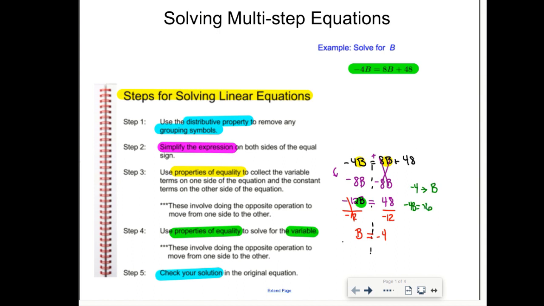And then you're going to do 8b plus 48. What are you going to get there? Well, 8 times negative 4 would give you negative 32. Add it to 48, you get 16. So you get 16 equals 16, therefore it checks. And so this would be your answer. Always be able to check your solutions. When you're solving any equation with one variable, you should always be able to check your answer and make sure you got it right.